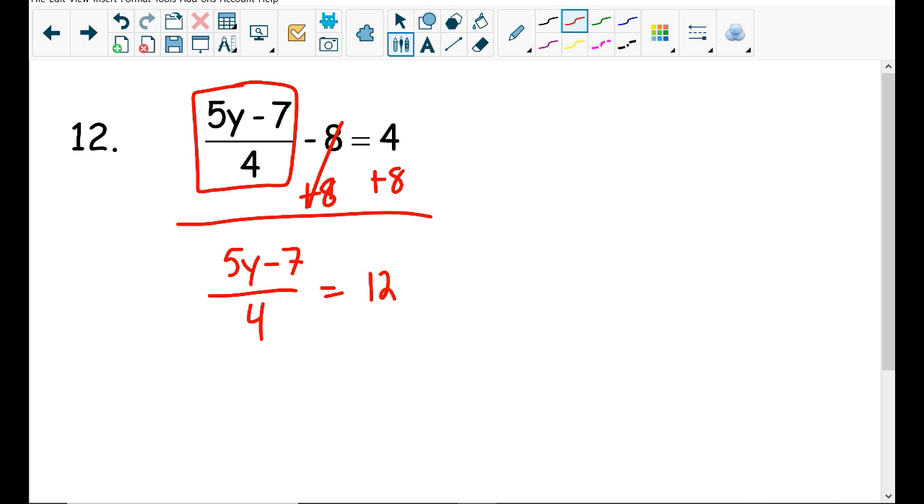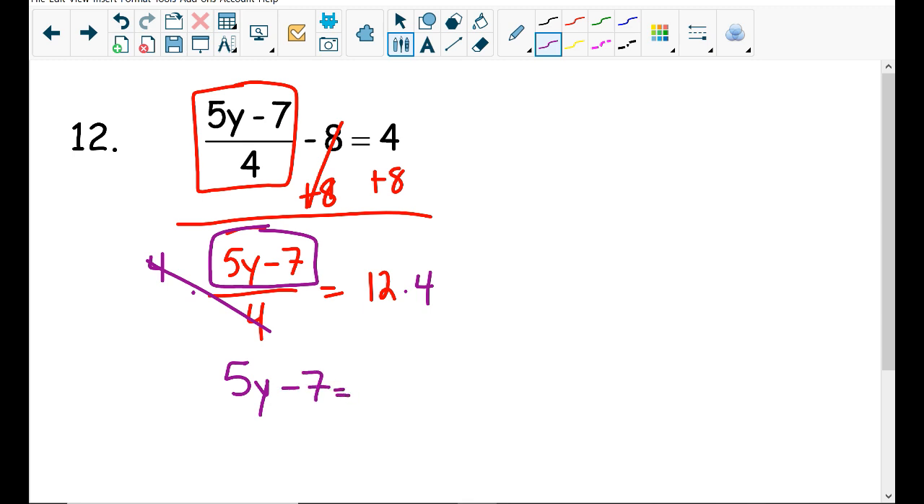Okay. Now I can deal with the fraction. So in this problem, I want to get this part with the y by itself here. Okay, so I want to isolate this top part here. So to do that, this is all being divided by 4. So we're going to multiply that by 4. Right? Does everybody see that? So multiplying there by 4. So these 4's give me a 1. I'm left with just the top, 5y minus 7. 12 times 4, 48.